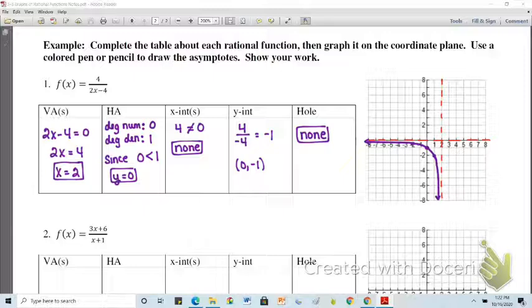I also had the point 6, 1/2. I had the point 4, 1, and 3, 2. And there's our graph. Let's take a look at the next one.